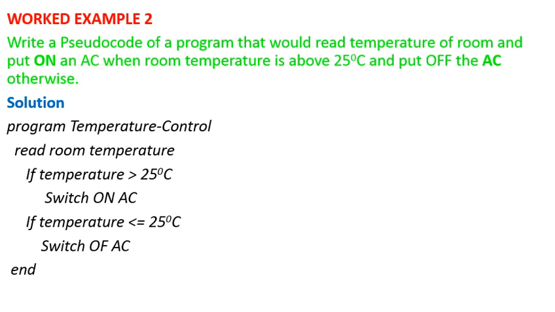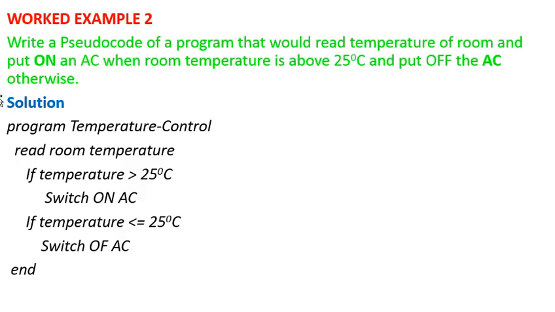Let us look at the second worked example under the pseudocode. And the example says we should write a pseudocode of a program that will read the temperature of a room and put on the AC when the room temperature is above 25 degrees Celsius, and it will put off the AC when the temperature is not greater than 25 degrees Celsius. And that's what it means by otherwise. You can remember that we used this example under flow charting.